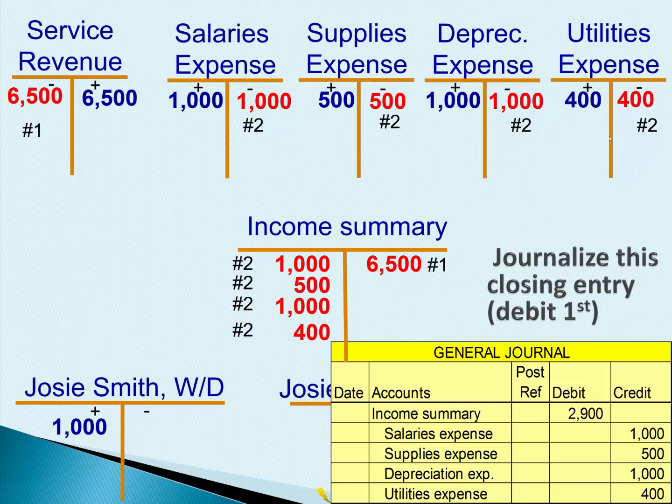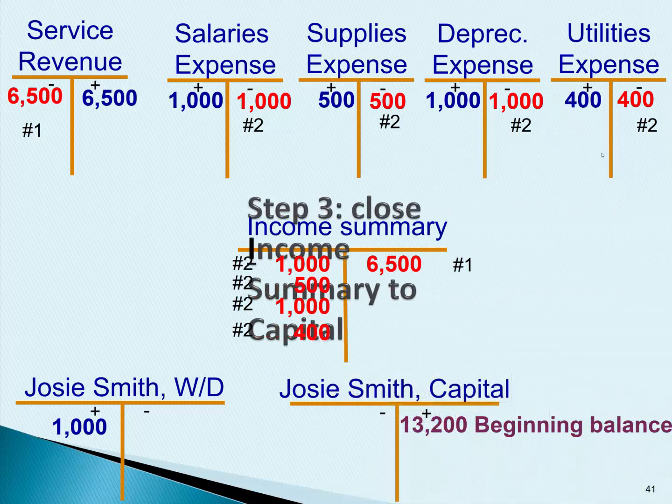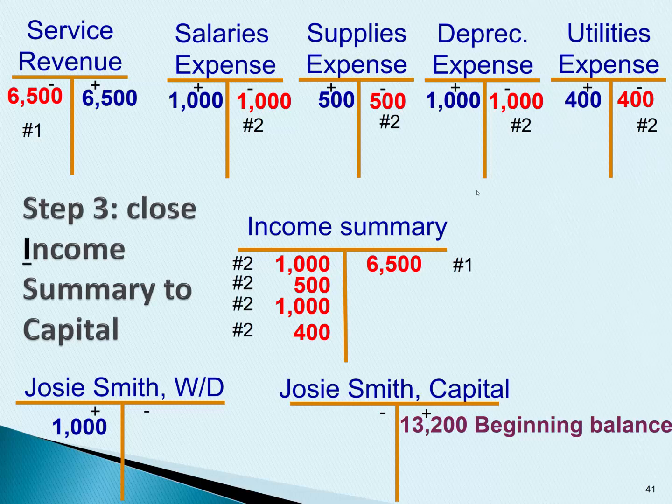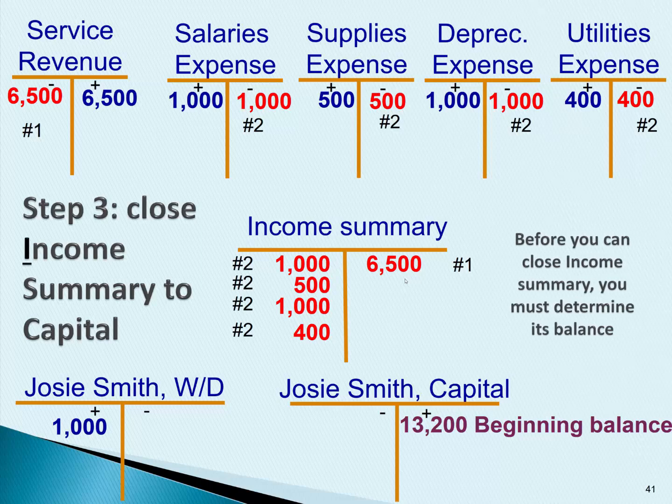So now we are done with the second step. We've done the R and we've done the E. We've closed revenues, we've closed expenses. Now it's time to close income summary. So before we can close this, we want to determine its balance. So we draw the line to show that we're doing a mathematical operation. We're just going to sum the numbers above. And when you take 6,500 minus this 2,900, we get a balance of 3,600.